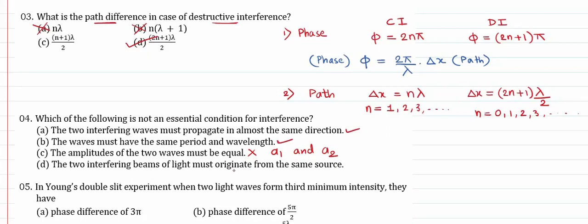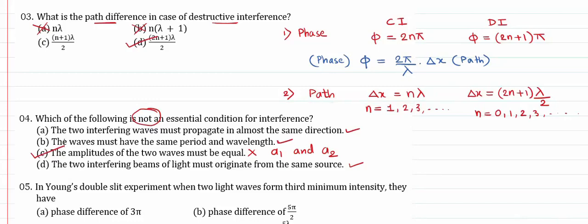Two interfering waves of light must originate from the same source. This is compulsory. So which is not an essential condition? Option C is the answer.